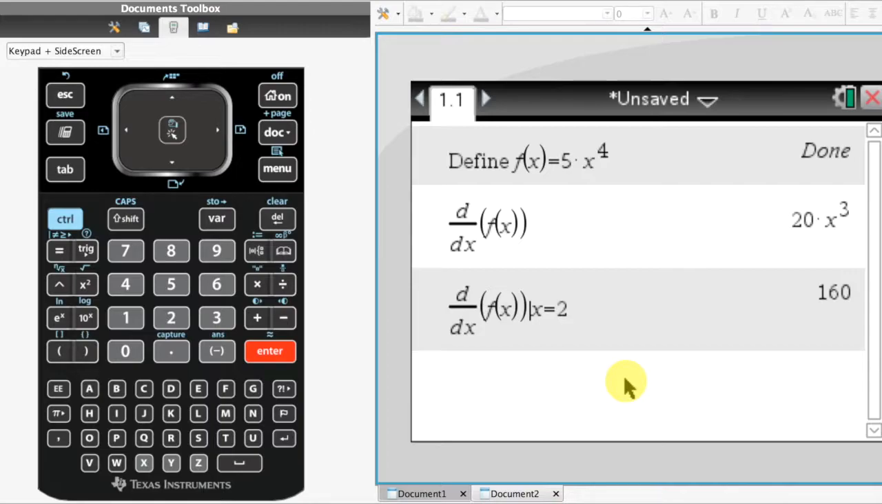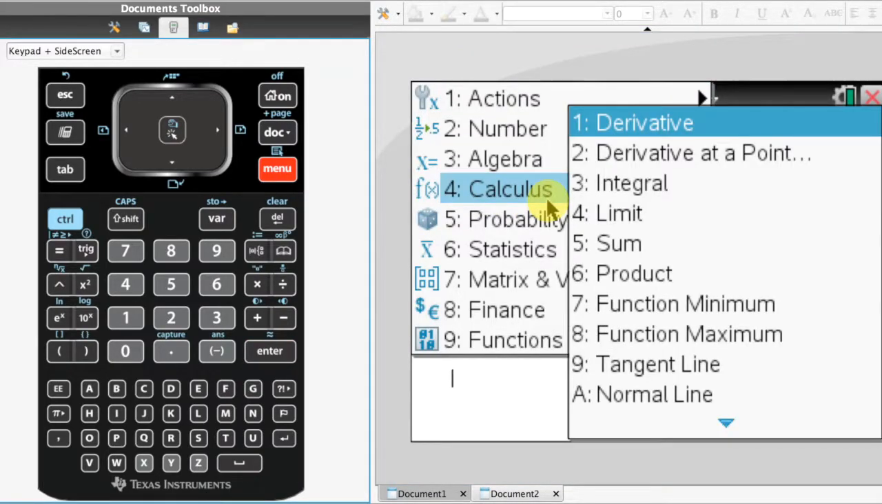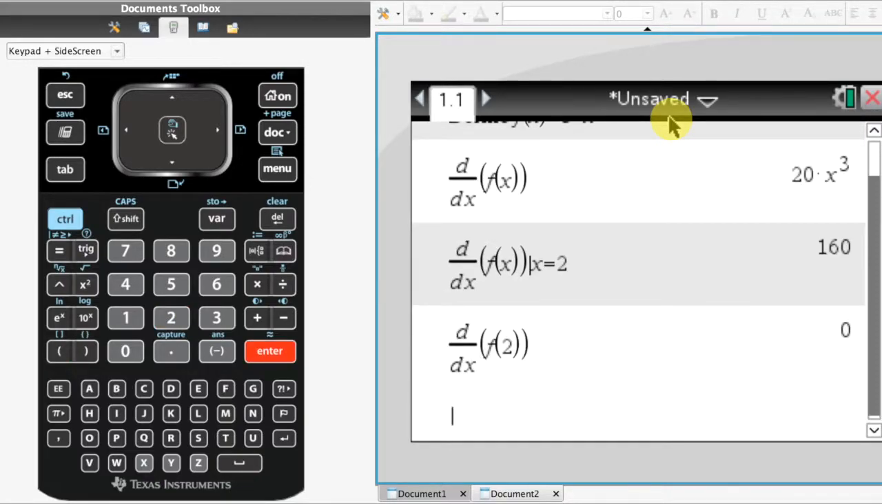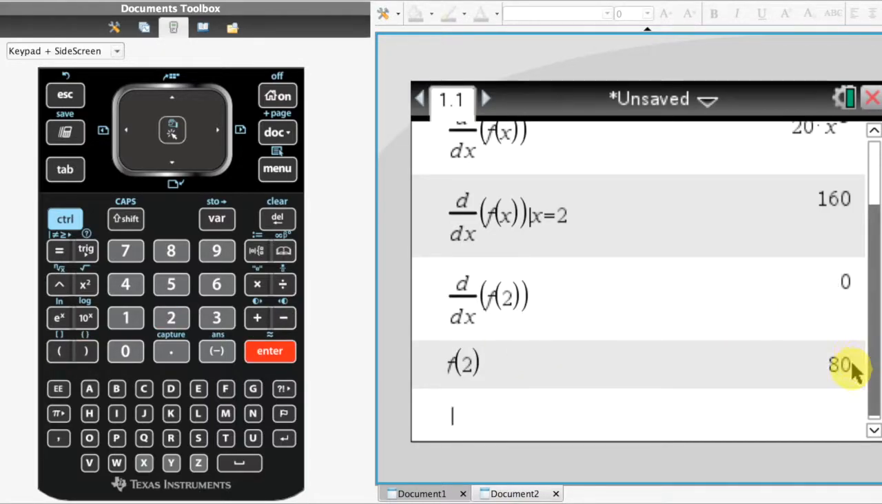Please note that we should never do it this way. Menu, calculus, derivative. We want the derivative of f of x, but we want x to equal 2. So let's just go f of 2. And what this will produce is a 0. Because the way that the calculator has done this is it said, okay, here's my rule for f of x. Let's substitute 2 into f of x. And if you did f of 2, you're going to get a constant, 80. So when x equals 2, f of x equals 80.